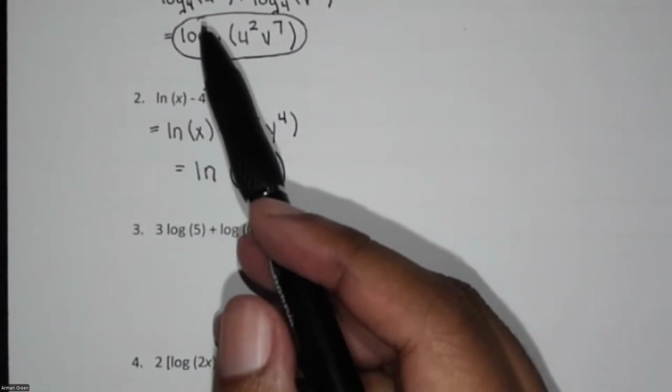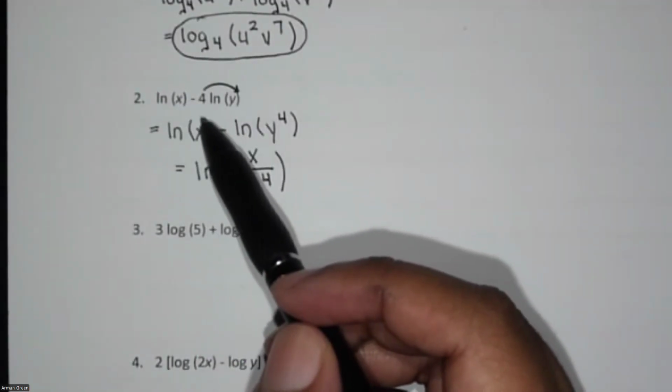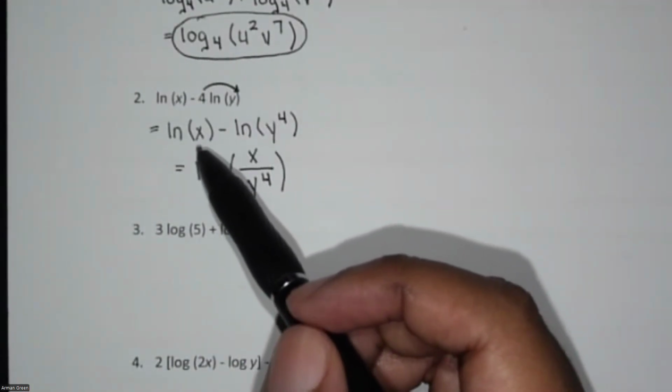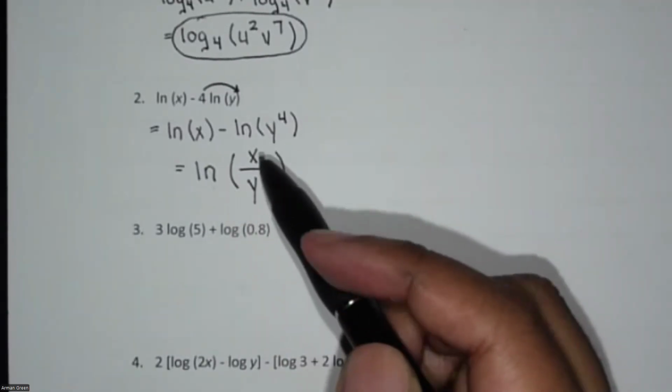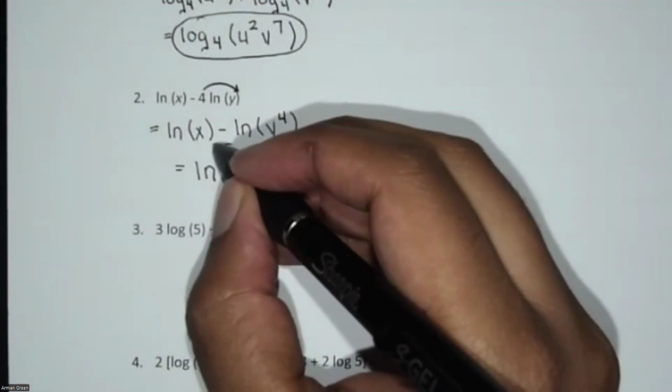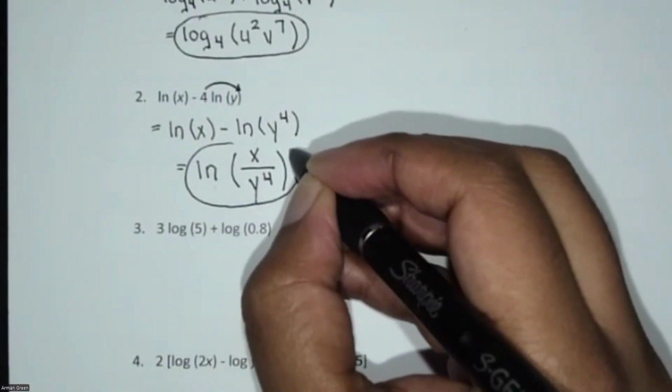And now, same thing as we did for number one, we took this expression and used our properties of logarithms in reverse, to where we have this now written as one natural log. So now, because I did that, I am done.